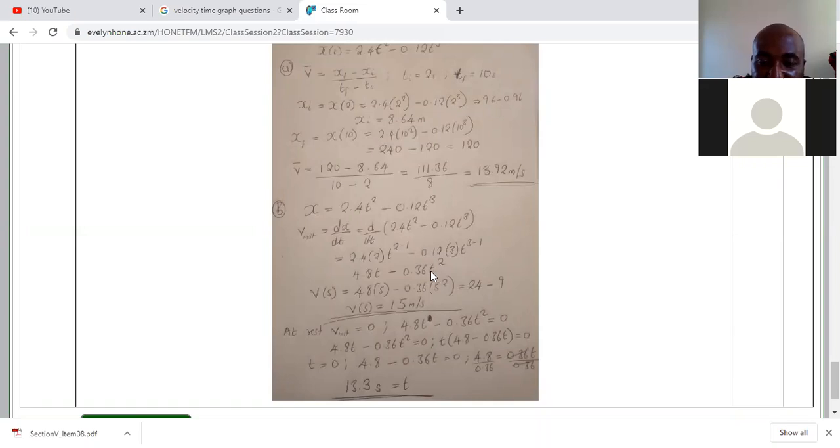So 4.8 t minus 0.36 t squared. Then you substitute the 5 because we are looking for instantaneous velocity when t is 5 seconds. Then you're going to have 4.8 times 5 minus 0.36 times 5 squared, which will give us 24 minus 9.